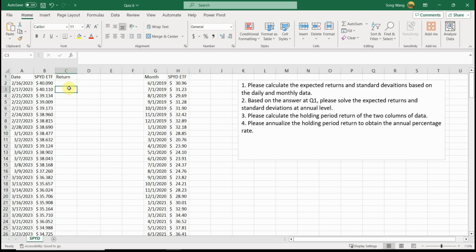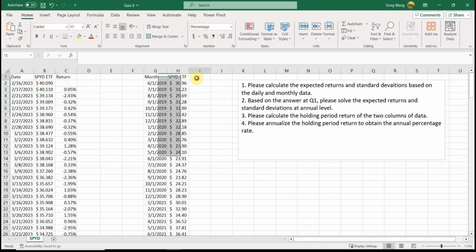You're going to use the later price divided by the earlier price minus 1. That's the very first thing we learned in this class. Okay. And then you go with the monthly, same old trick. You're going to use the later price divided by the earlier price minus 1. So right here you see the prices are sorted in ascending order.